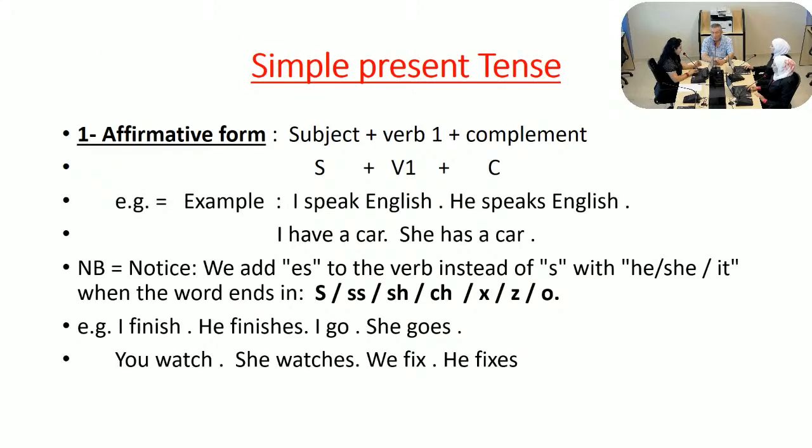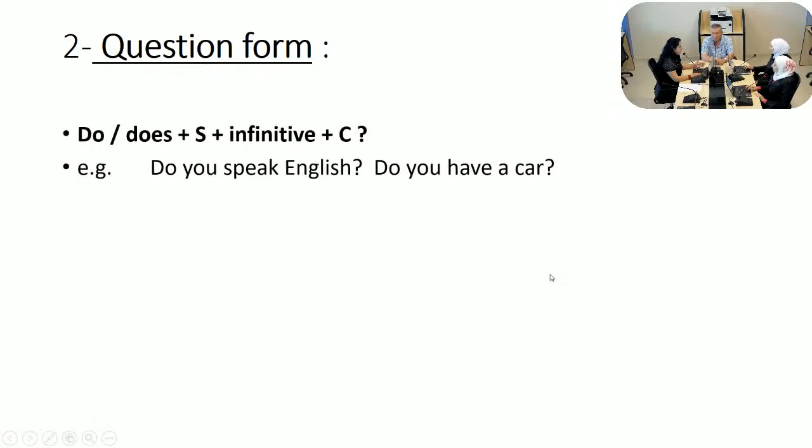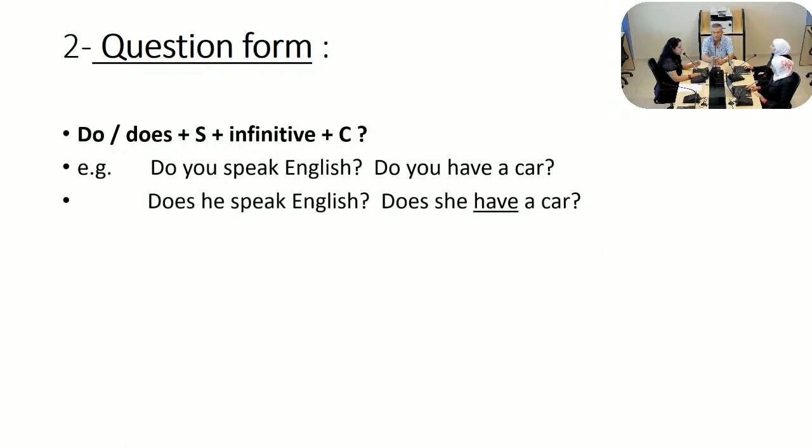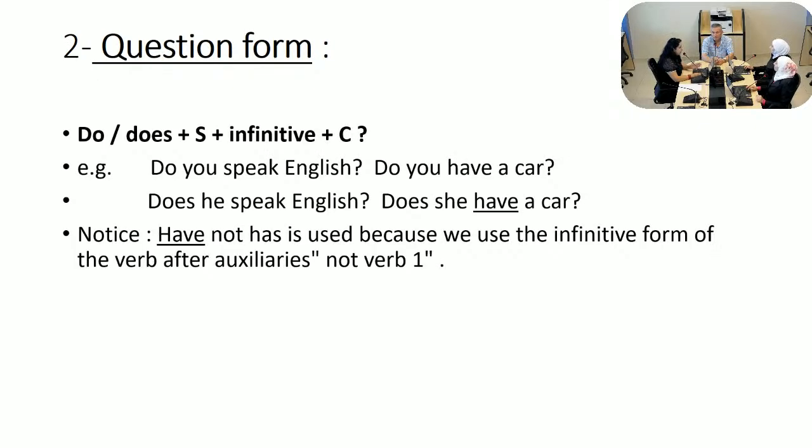The question form in the simple present: we start with the question word if there is one, what, where, when, etc. After that, we use do or does, because we don't have an auxiliary, so we add an auxiliary. Then we use the subject. After that, we use the verb in the base form, or infinitive, and the complement of the sentence.